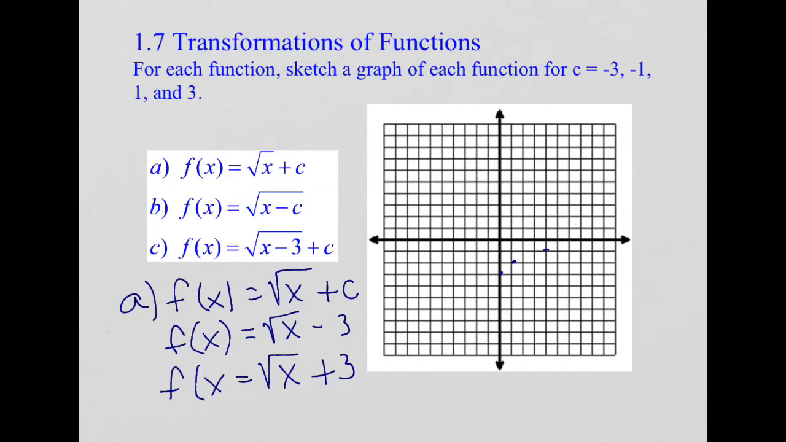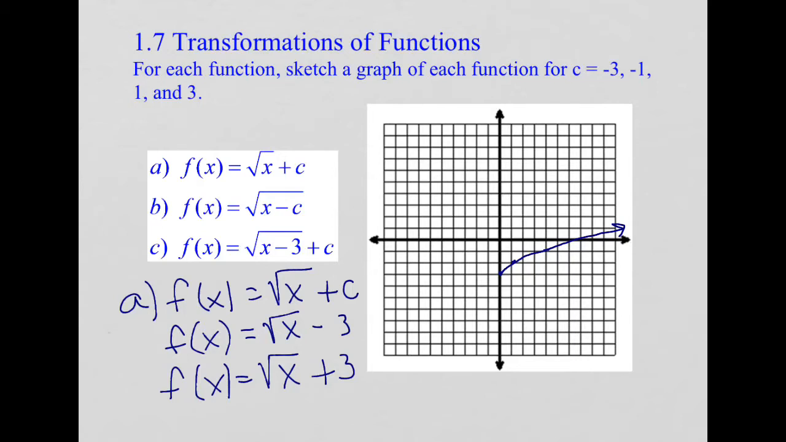Okay, I can see what my graph is looking like. It curves like this and goes out this way. So there is my f of x equals the square root of x minus 3. Now I'm going to graph f of x equals the square root of x plus 3.